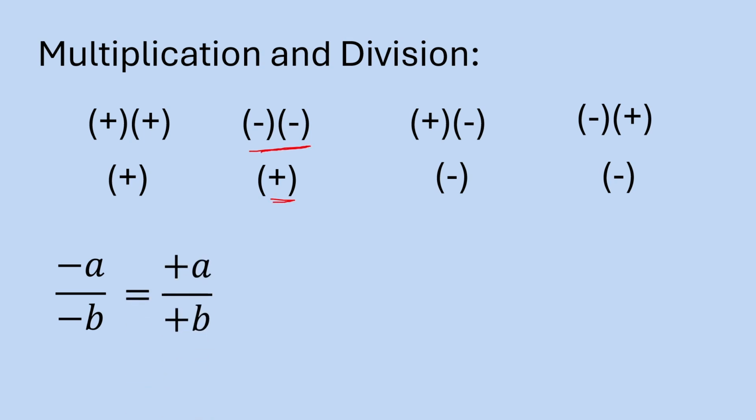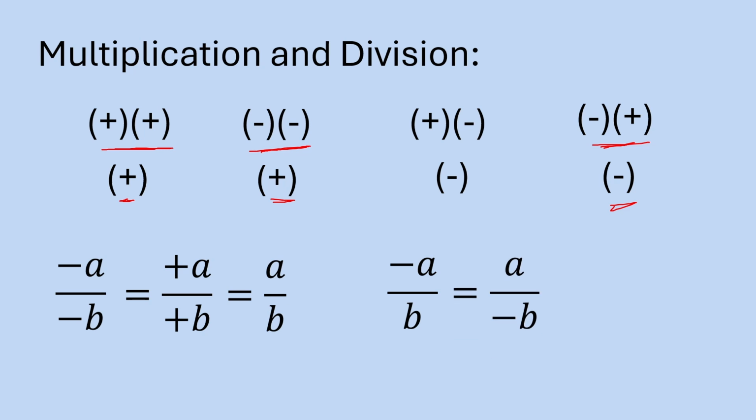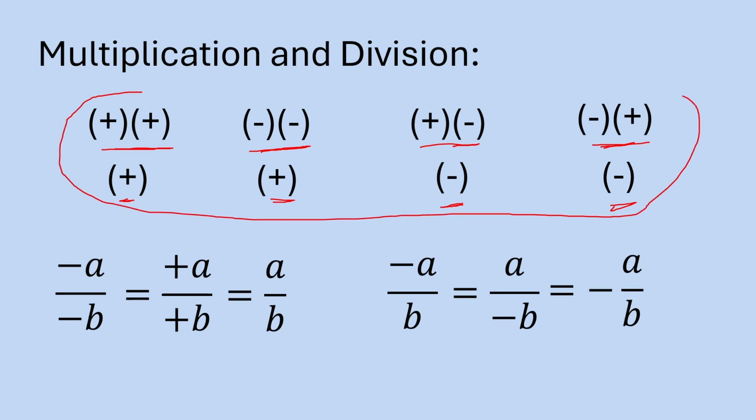Second case, positive a divided by positive b. Both numbers are positive, so the answer is positive, equal to a by b. Next, negative a divided by positive b. If negative positive, the answer is negative. Then positive a divided by negative b: positive negative is a negative value, so the answer is negative a divided by b. So this is for both multiplication and division.